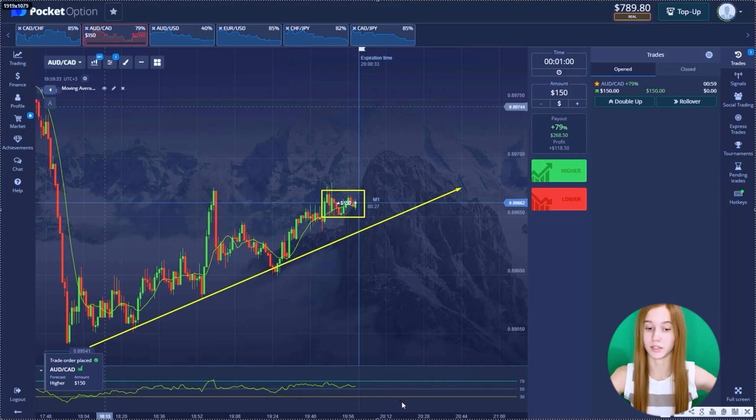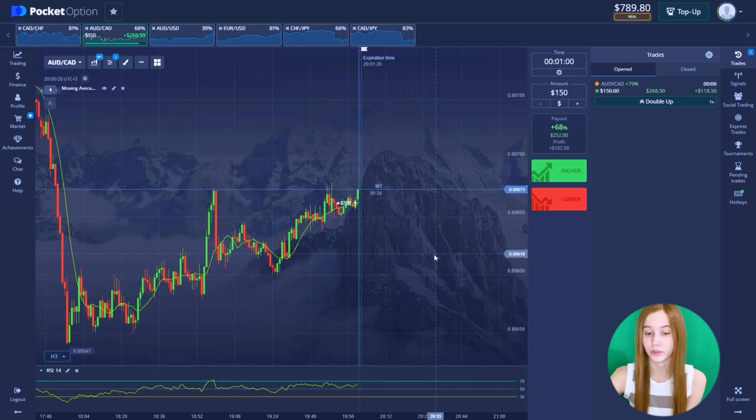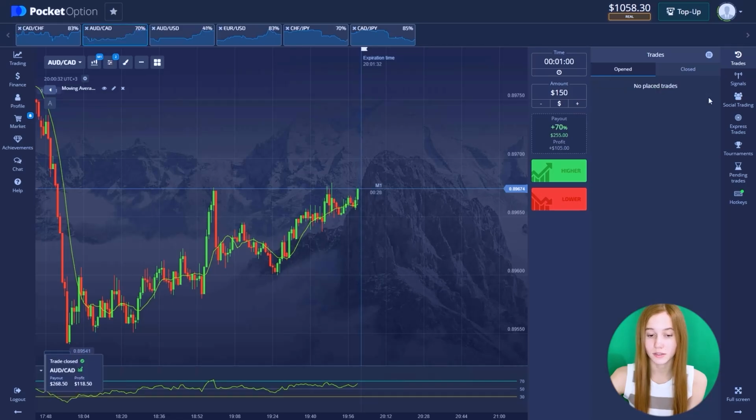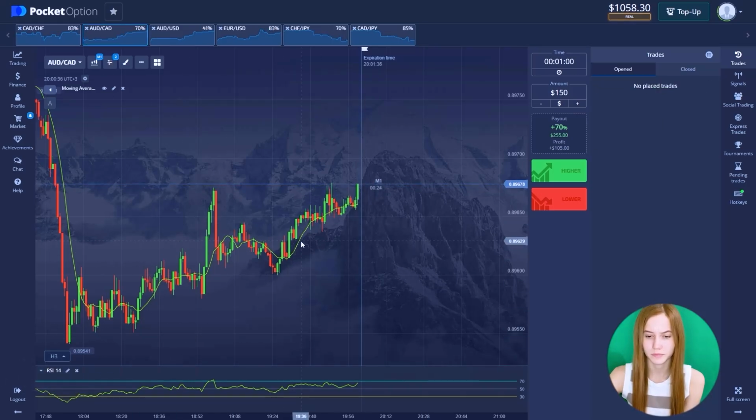RSI is located at the bottom. We see that we also have a small moving average angle in the correct upper position. It confirms that our chart is increasing, and we opened up for growth. Let's see. Yeah, great. Profit is $180.